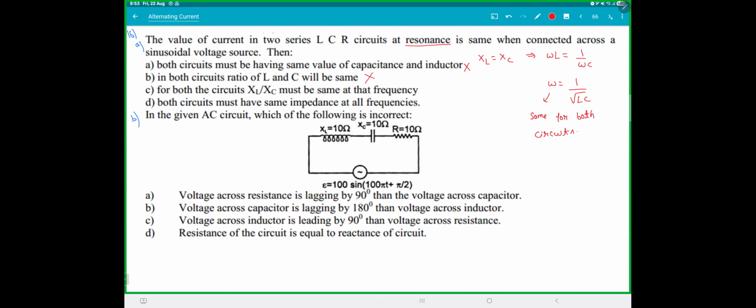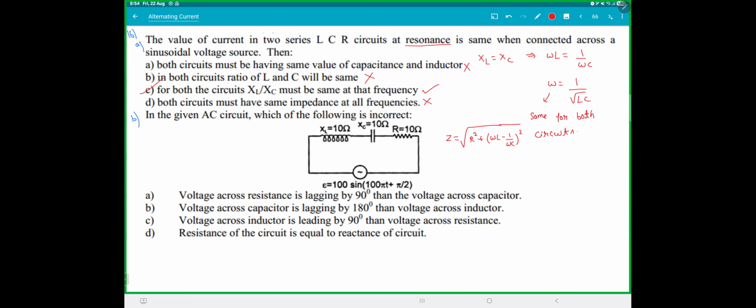Product will be same. For both the circuits, XL by XC must be, that is right. Because if XL is equal to XC, the ratio is 1, na? In resonance, XL is equal to XC. So XL by XC is 1. Now understand, XL and XC ka values are different, but the ratio is same. Both the circuits must have same impedance, not necessary. Because the impedance will be root over R square plus omega L minus 1 by omega C square. If your L and C are different values, then for different omegas, you have different impedances. So only C is the answer.